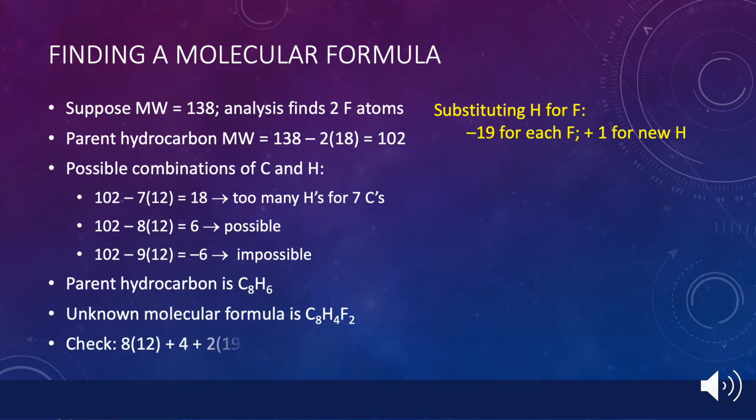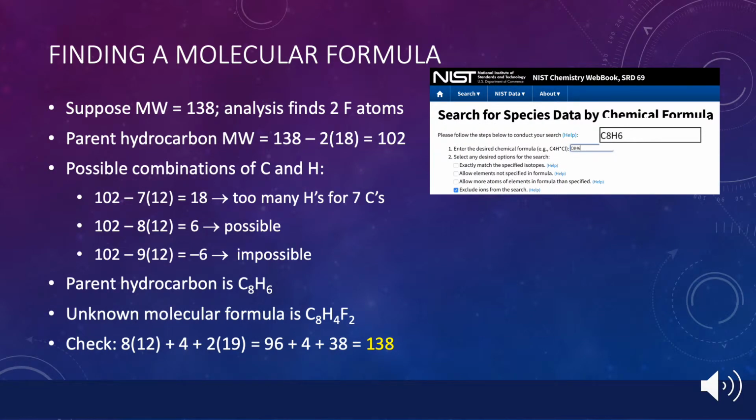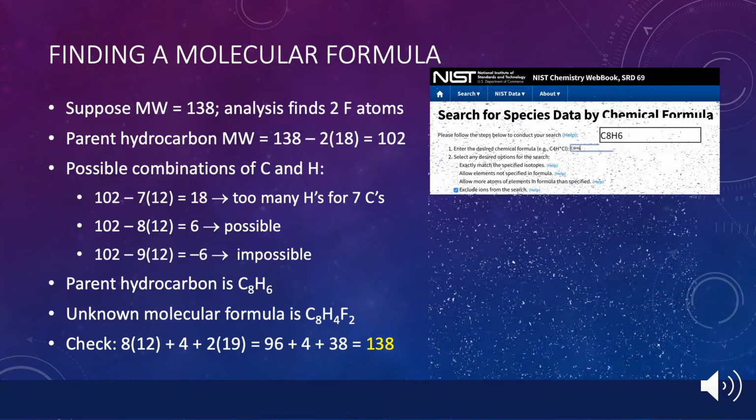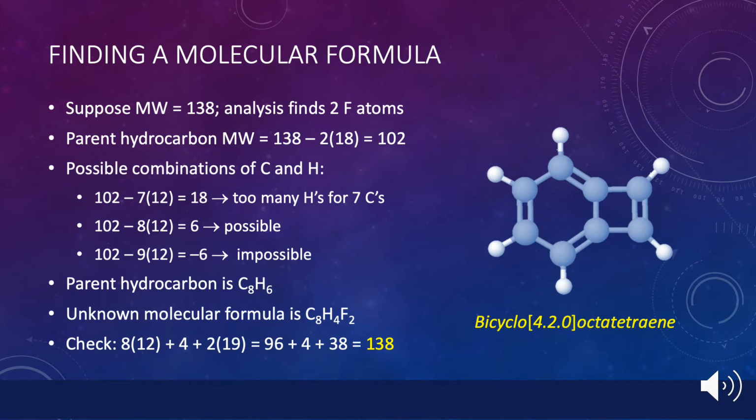It's always a good idea to check this type of result, and indeed C8H4F2 would have a total mass of 138. Finally, we can look up the formula of the parent hydrocarbon in the NIST webbook to determine what possible structures it might represent. Normally, you should use the first possibility listed for the parent hydrocarbon, but for the sake of this example, we'll assume that it is the second compound listed, bicyclo-4,2,0-octatetrene, shown here.